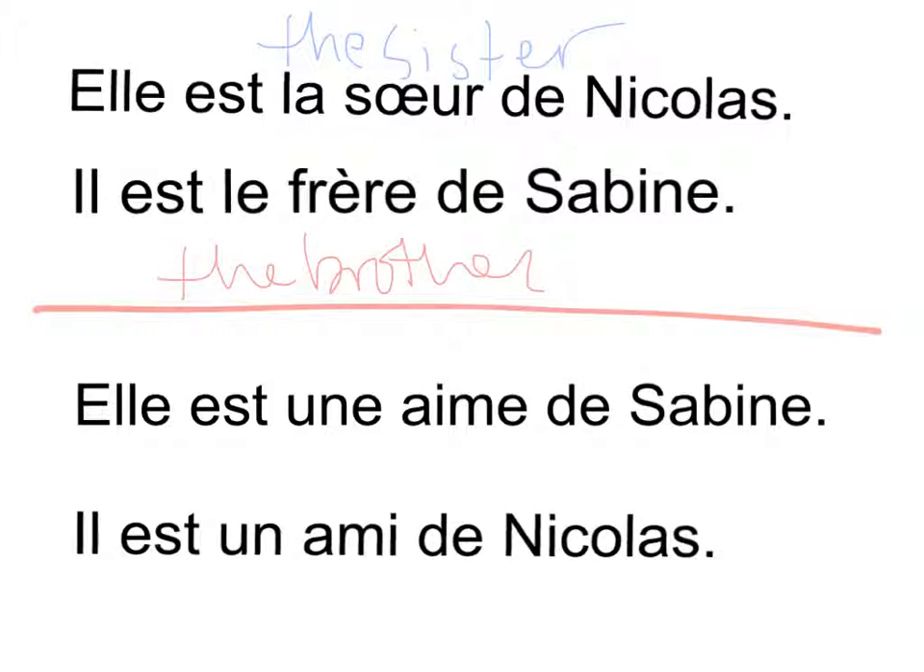The bottom half we have indefinite articles. Elle est une, that should say amie. Hold on. There we go, that's better. Elle est une amie de Sabine. She is a friend of Sabine. Il est un ami de Nicolas. A friend.